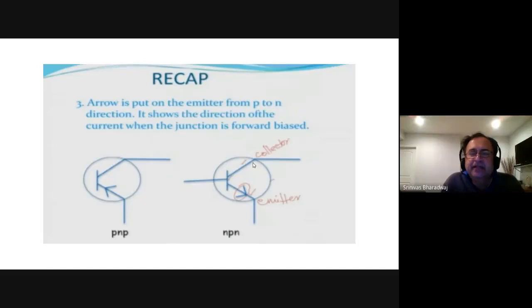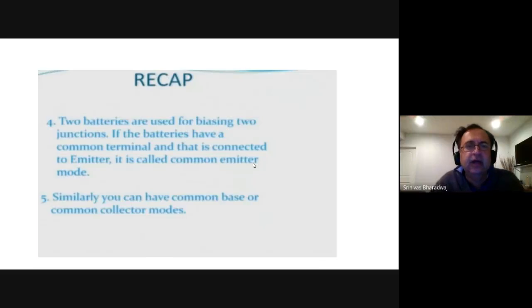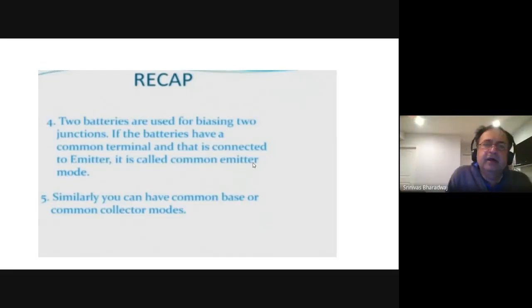So that is the NPN junction connected in a circuit. If two batteries are used for biasing the two junctions, as I said before, it is connected in common emitter mode. You can also have the base being the common mode, whichever is common to the two circuits. In one circuit you have an increment, which produces an amplification as well. Common collector is not like that. Common collector is a very different mode, a stabilizing mode.